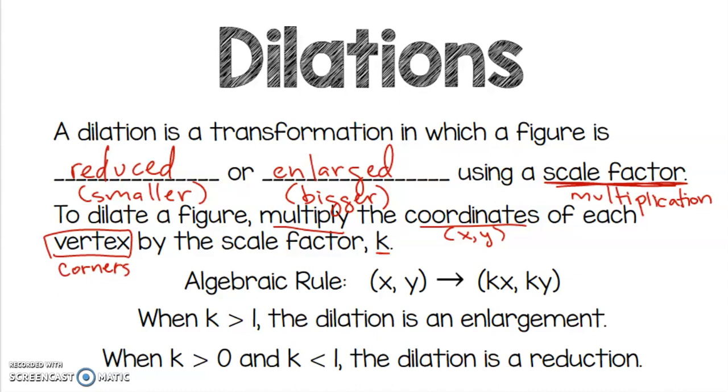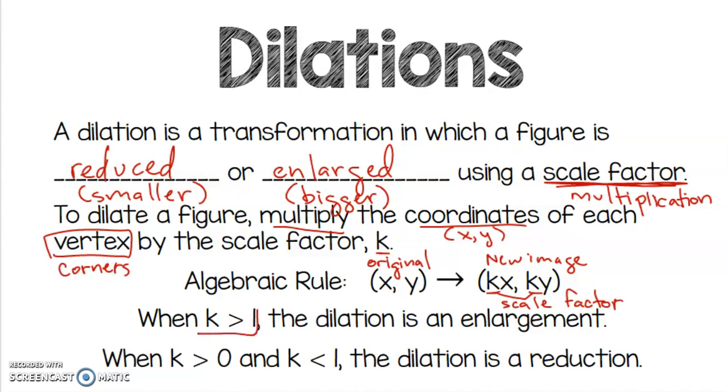We have X, Y. This is our original or our pre-image points, okay? We've been doing that this whole time. You plot your points, the coordinates are X, Y, okay? But now we're going to transform it into the new image. And that's where we multiply by K. Remember, K is our scale factor. What are we increasing or decreasing by? That's your multiplication number right there, okay?